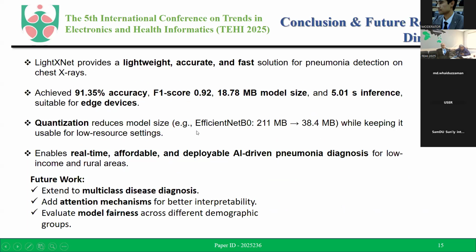Here is the conclusion and future work. It enables real-world, affordable, and deployable AI-driven pneumonia diagnosis for resource-constrained and rural areas. Our lightweight technique is better than other researchers' work. For future work, we will extend to multi-class disease diagnosis, add an attention mechanism for better interpretability, and evaluate model fairness across different demographic groups.